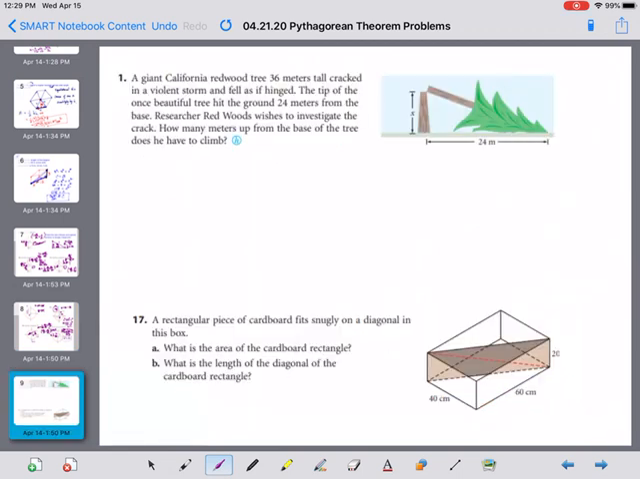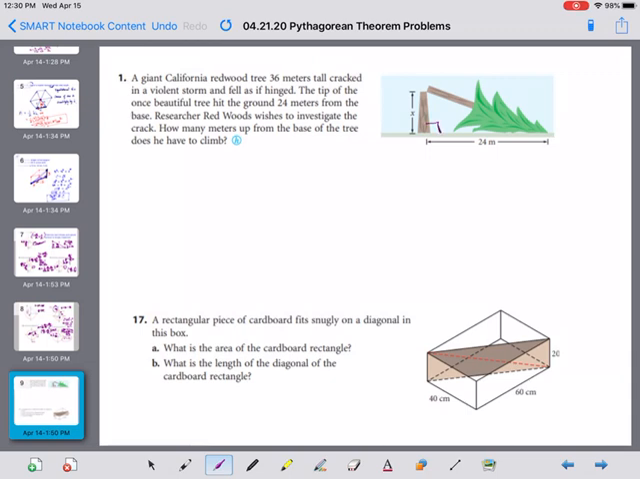And then we'll finish up with these 2 word problems. A giant California redwood tree, 36 meters tall, cracked in a violent storm and fell as if on a hinge. The tip of the once beautiful tree hit the ground 24 meters from the base. Researcher Redwoods wishes to investigate the crack. How many meters up from the base of the tree does he have to climb?